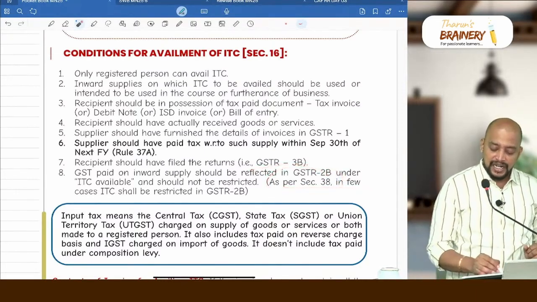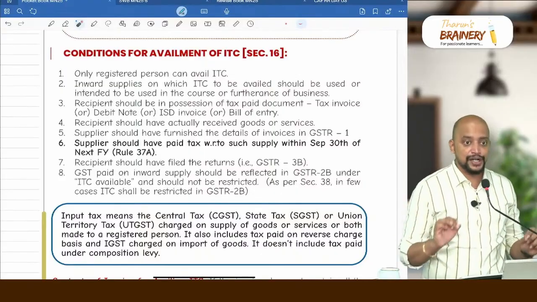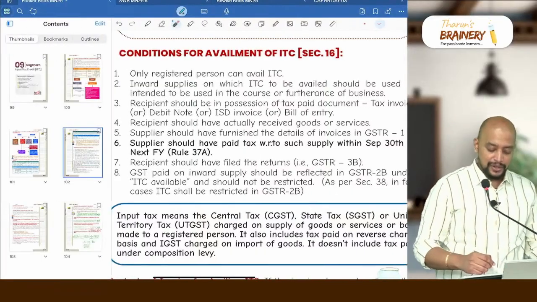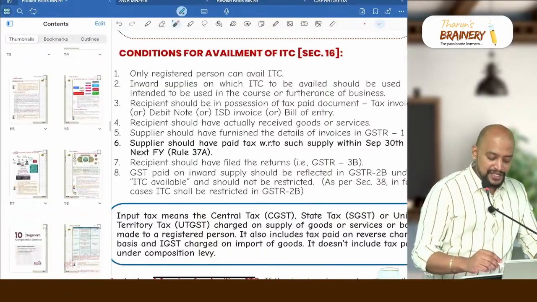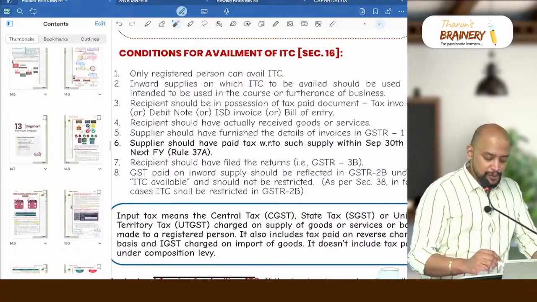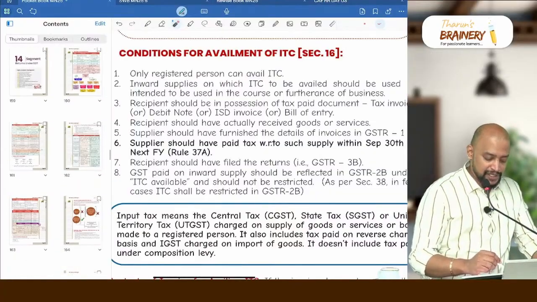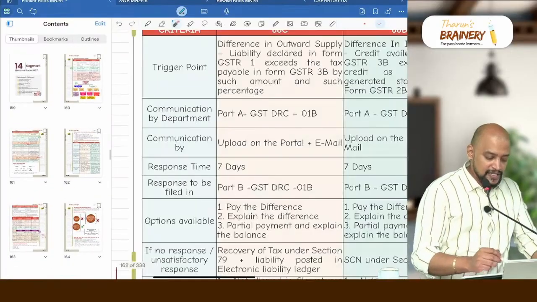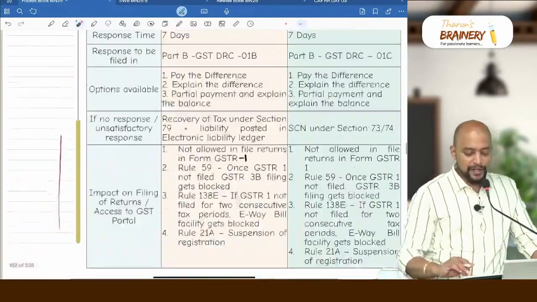As per section 38, in a few cases ITC shall be restricted in 2B. What are those few cases? You can see in section 38, which is in the returns chapter. So just turn some pages, you will be able to find this information in returns, that is page number 150.